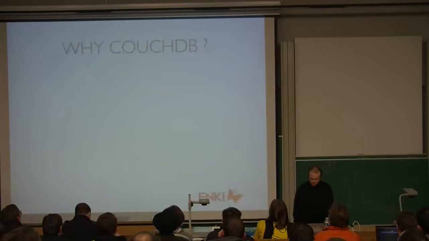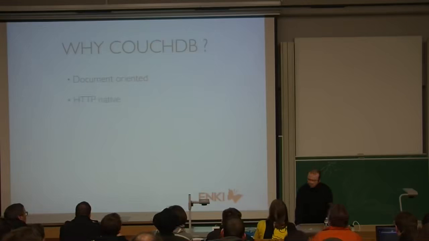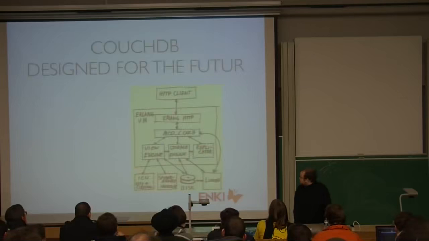So here it is. Why CouchDB? First, this is a document-oriented database. That means that you don't store only key values, you store documents with the key. CouchDB is HTTP native. We will see what it means. You can have your data local or on a centralized server. You can make P2P applications with CouchDB, and it scales. Why does it scale? Because of its infrastructure.